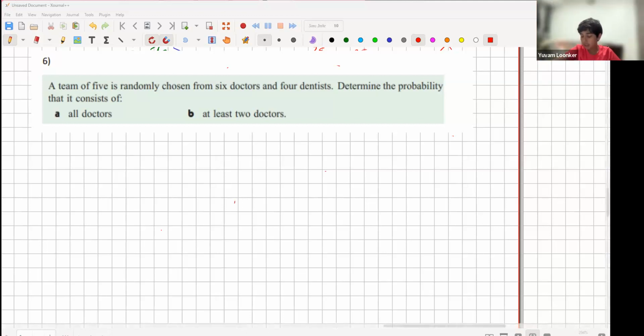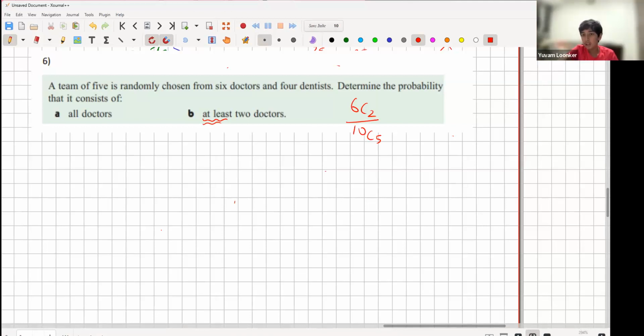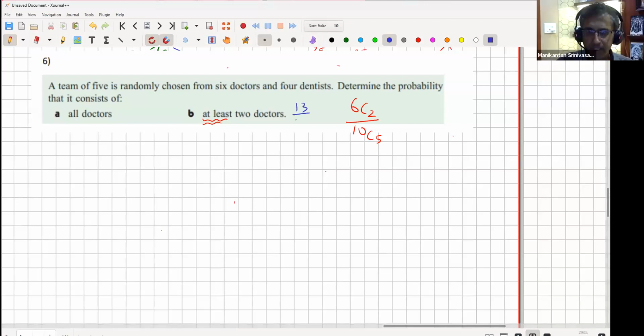Yuvam? Sir, is it 6 choose 2 upon 10 choose 5? Okay, 6 choose 2 upon 10 choose 5. Now, this would be the answer if the question was the probability of selecting 2 doctors. But the question is at least 2 doctors, right? Can we choose more than 2 also? Correct, that's what at least means. Navya, what did you get? Have you got a numerical answer? I got 13 by 126. Okay.